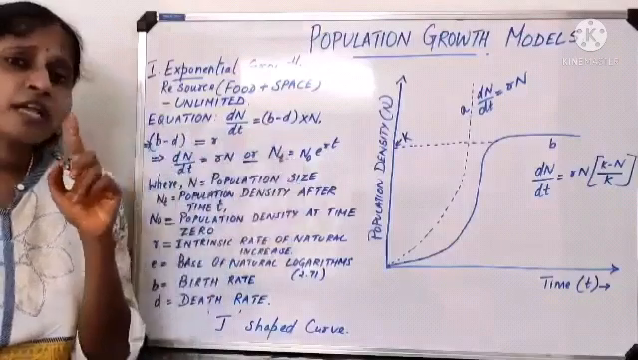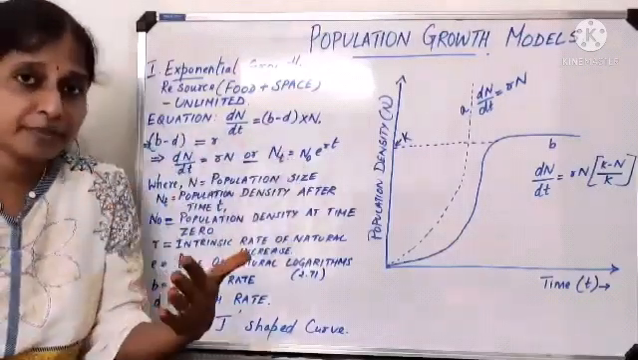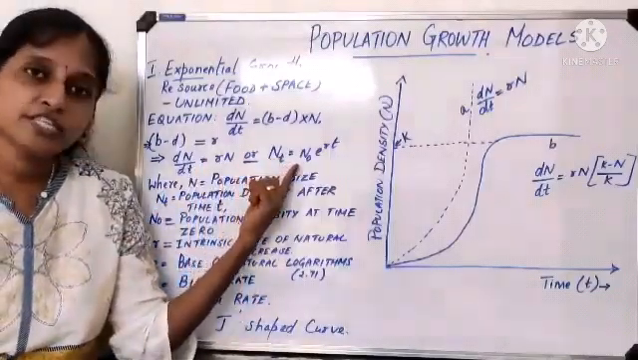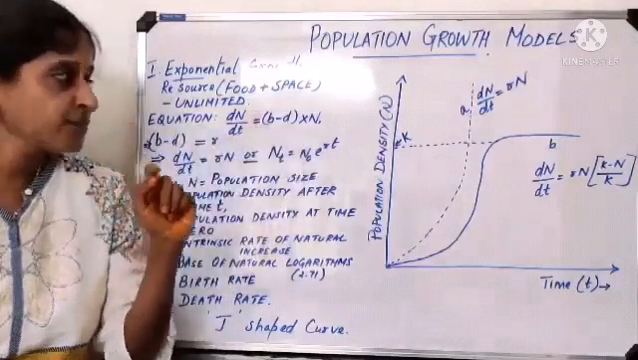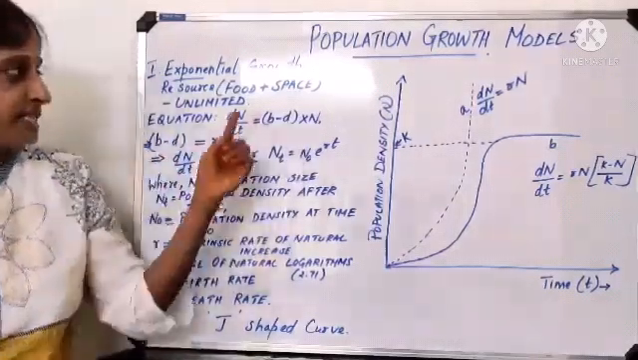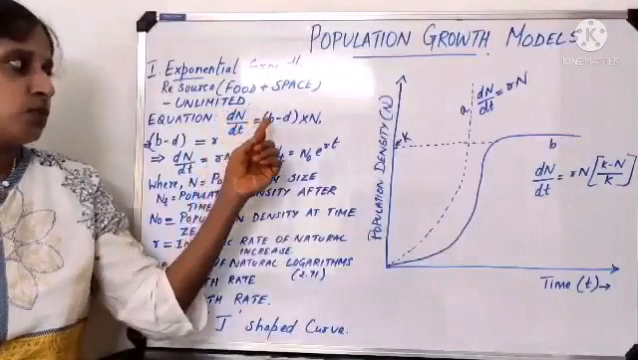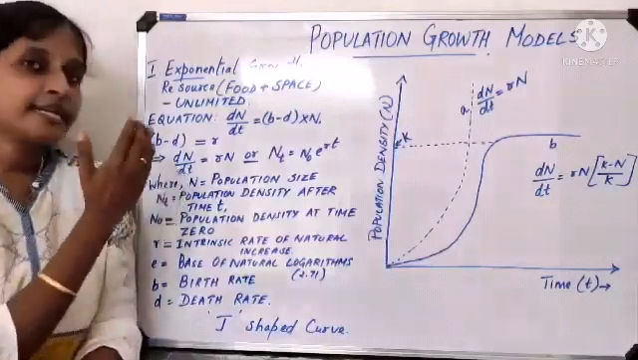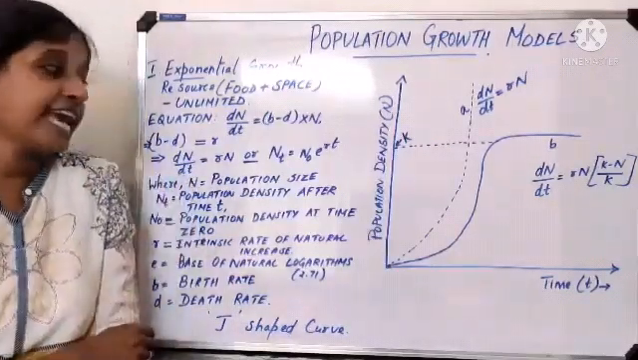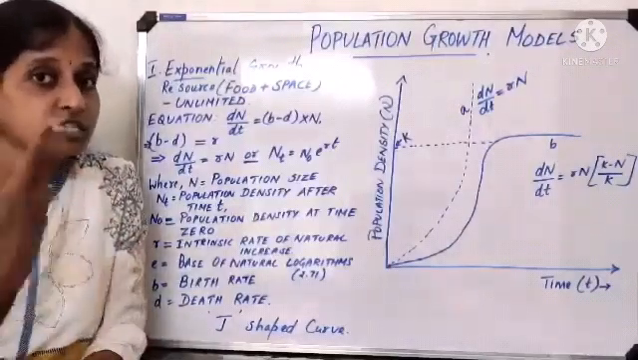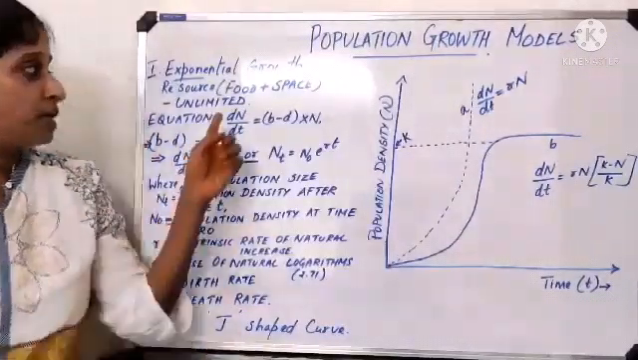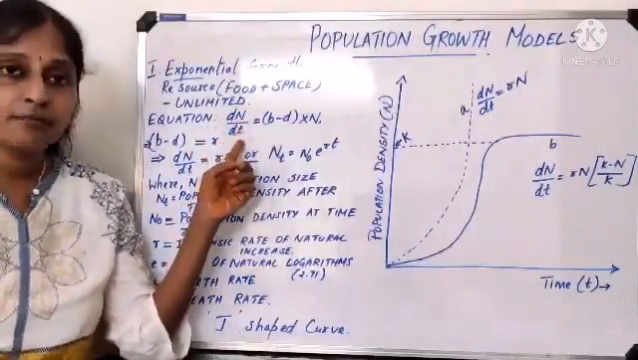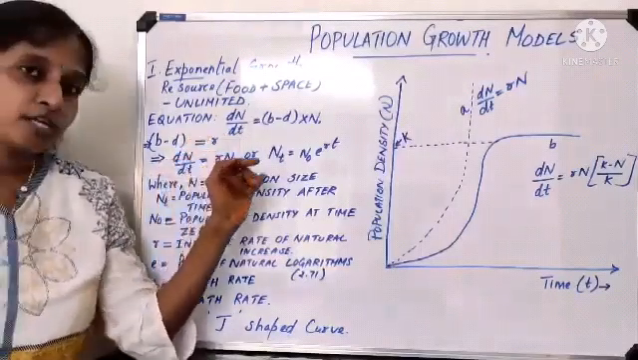In the integrated form, you can represent it with another equation: N_t = N_0 e^(rt). Now what we need to know is what each of these letters means: what is N, what is t, what is b, what is d. Here it has been represented. Number one, N is the population size. Population size at a given time is what we are going to find out, so N represents population size.